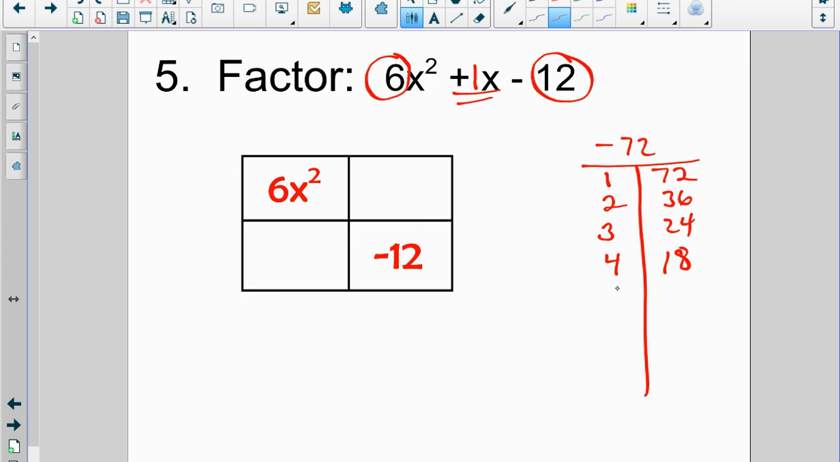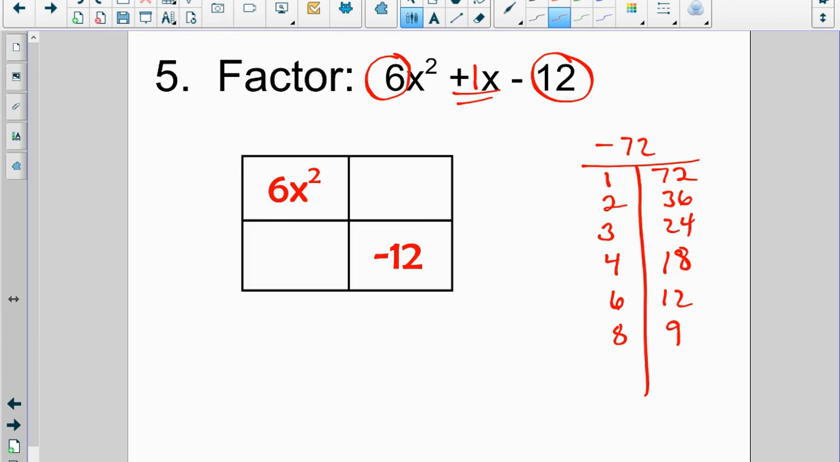Let's see, 5 doesn't work. 6 times 12, whoops. 7 does not work, and then 8 times 9 is 72. So those are our combinations of factor pairs of 72, but I need to make one number negative in each combination.